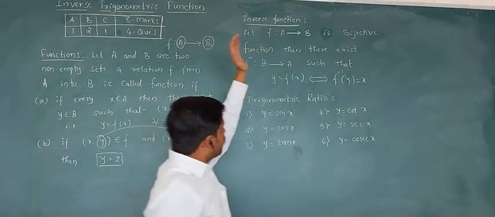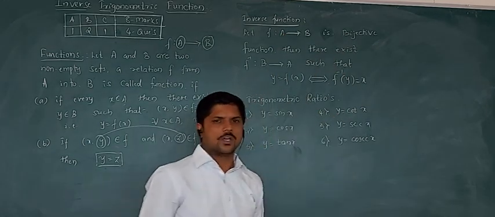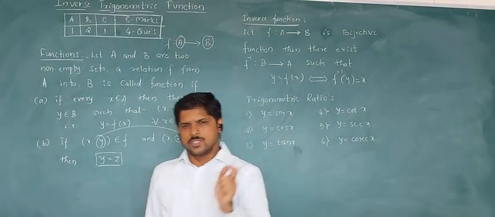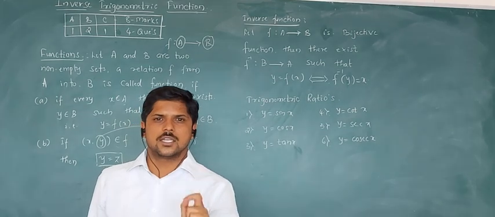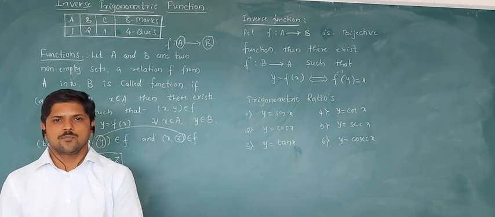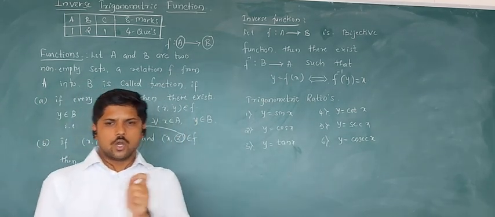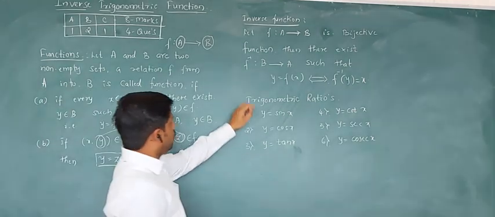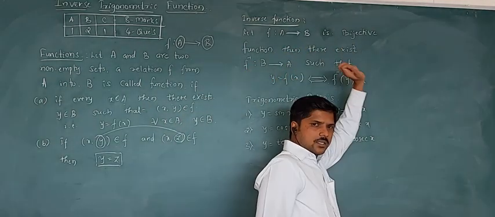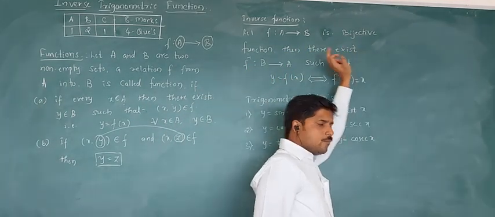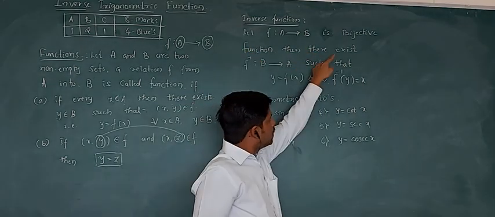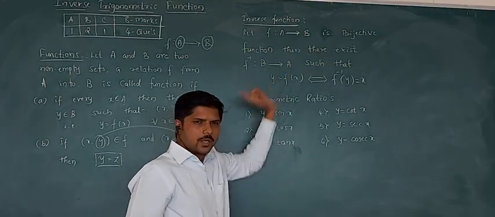If f from A to B is a bijective function. What is bijective? A function which satisfies both conditions, that is a 1-1 function and an onto function. If 1-1 and onto are satisfied, then we say that it is bijective. If a function is bijective, then there exists f inverse from B to A.